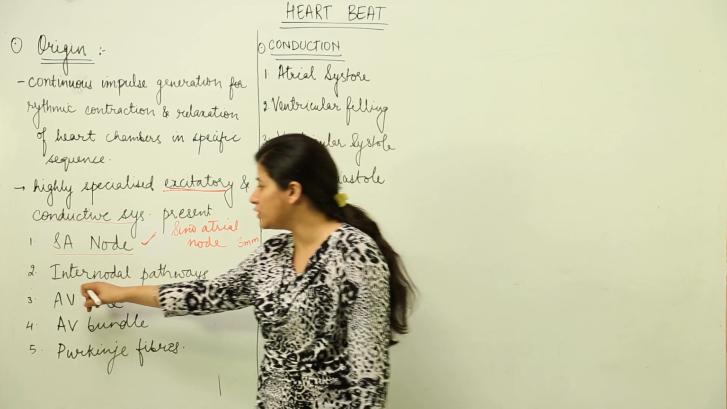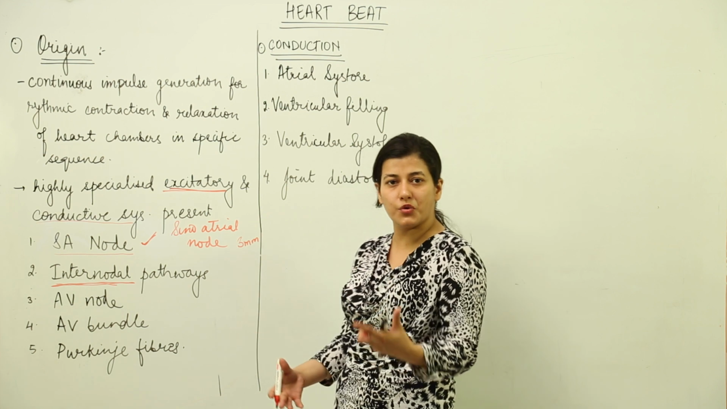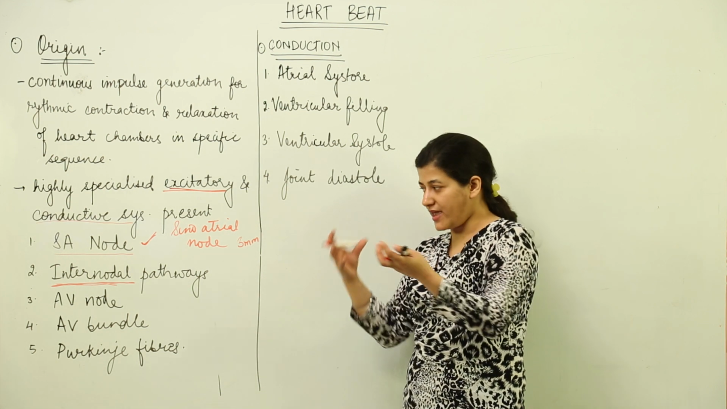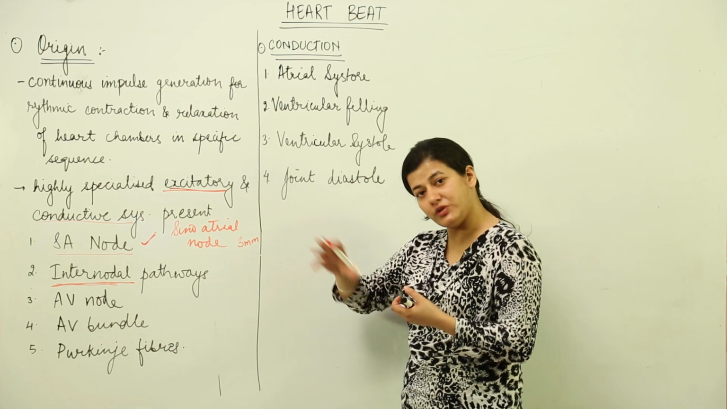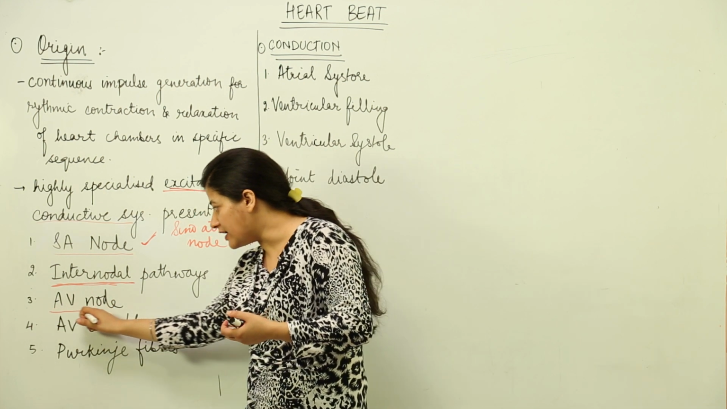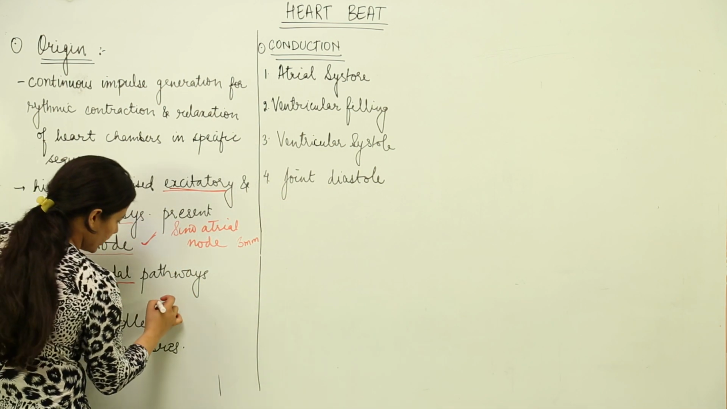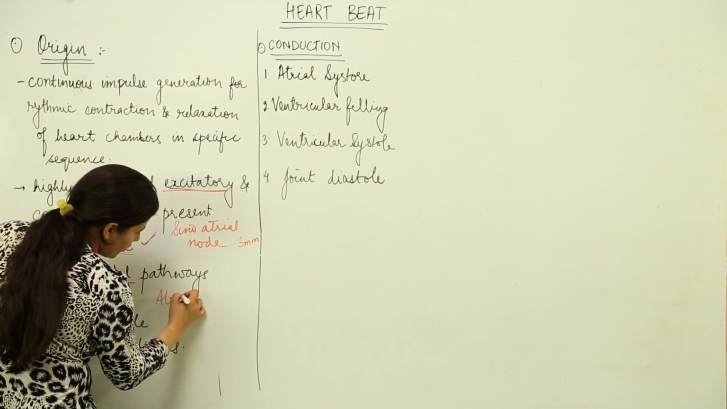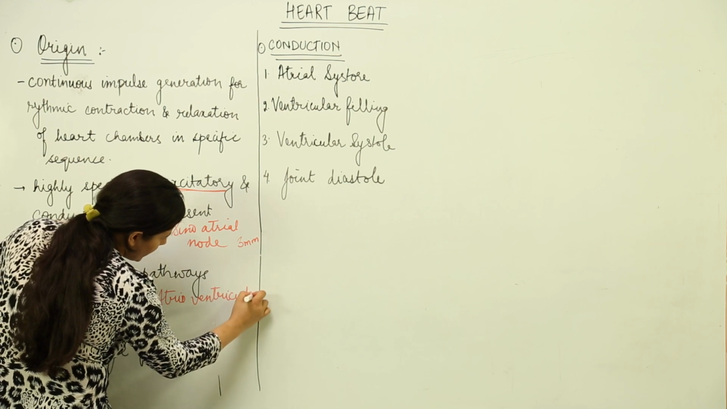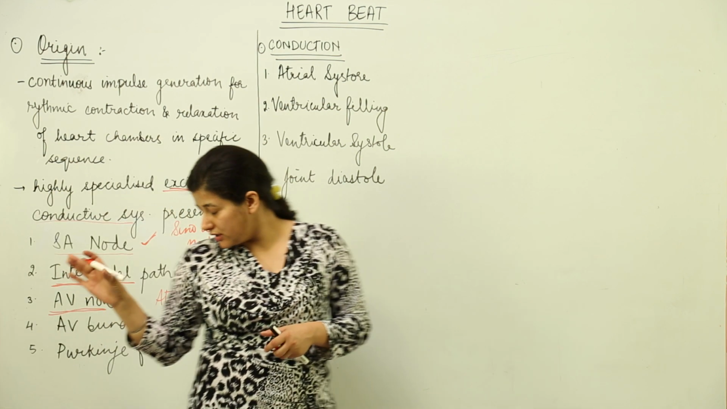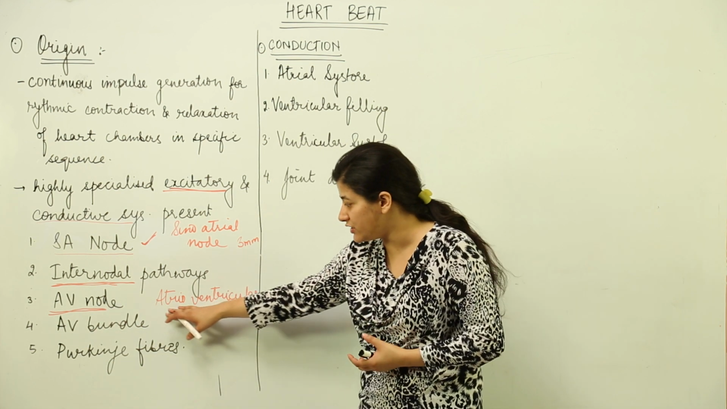Then we have internodal pathways. As the name suggests, internodal means there would be another node, and from the SA node the pathway would take the signal to the other node. Which is that other node? That is the AV node. The AV node is also present in the right atrium. It stands for atrioventricular node. As the name suggests, the location of this node would be somewhat near the ventricles as well.